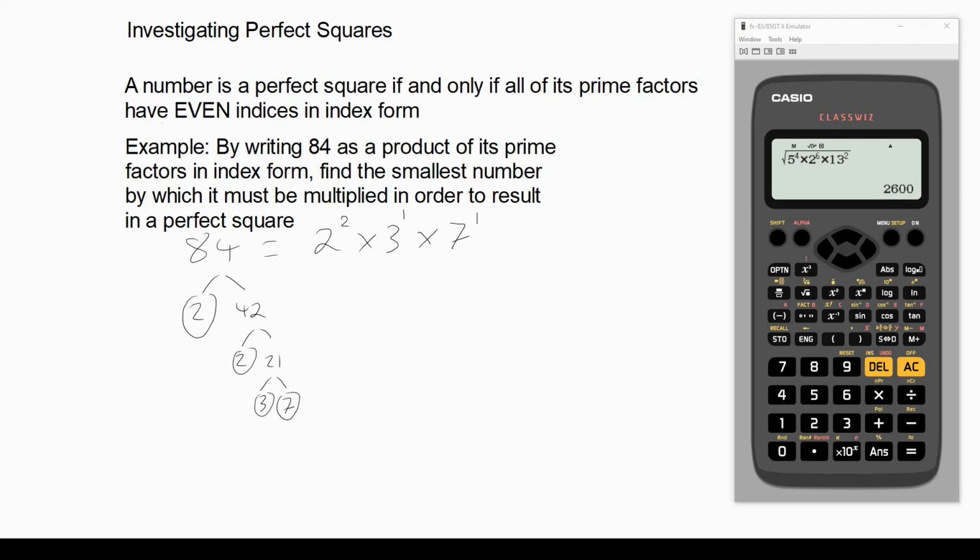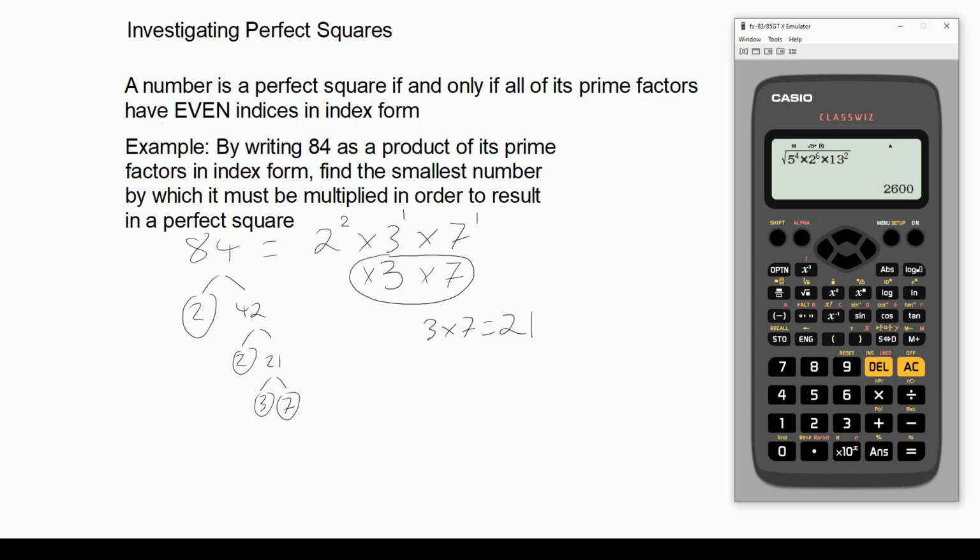Now, the smallest number I need to multiply by in order to achieve a square number is the number which will make the 3 have an even power and the 7 have an even power. Well, to make the 3 into an even power, I would need to multiply by 3. And then to make the 7 have an even power, I would need to multiply by 7. Because obviously 3 times 3 is 3 squared, 7 times 7 is 7 squared. So in total, I've multiplied by 3 times 7, which is 21. So that means the smallest number I need to multiply 84 by to get a square number is just 21.